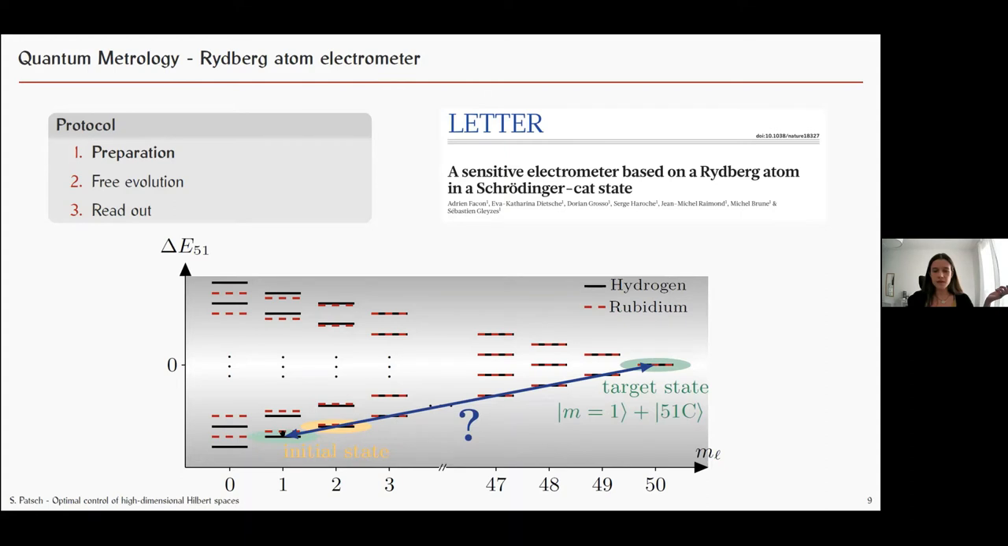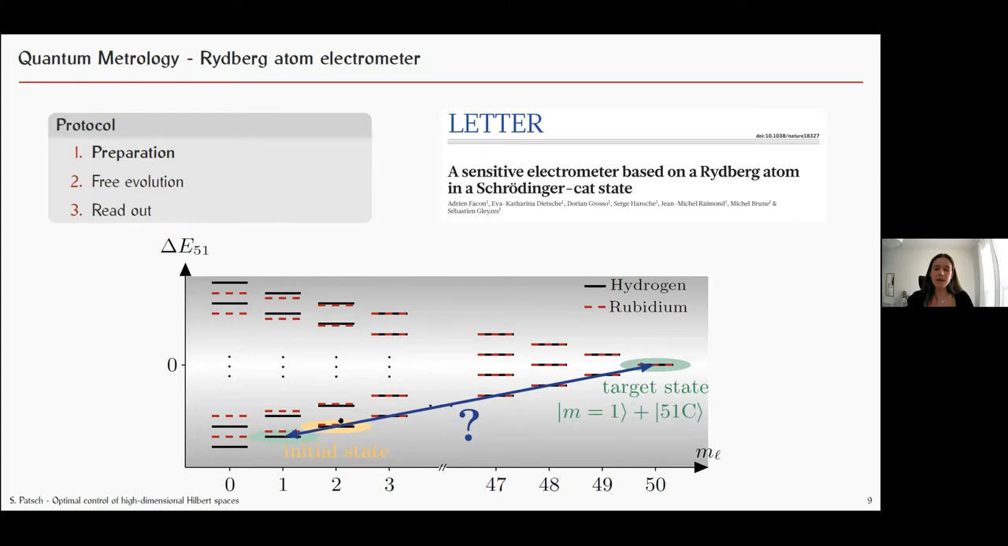on the one hand, we have the M=1 state, which is very sensitive to the electric field. And on the other hand, we have the circular state, which is completely insensitive to the electric field. And the circular state then serves as kind of a reference state to have a phase reference to measure the electric field. And the question is, how do we prepare the state from our initial state?